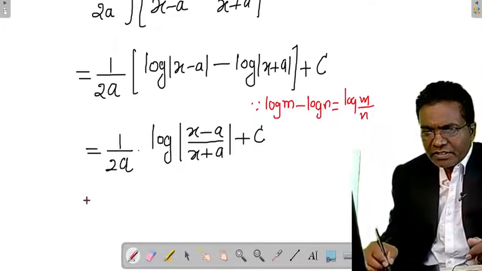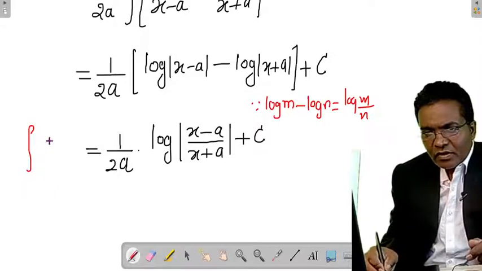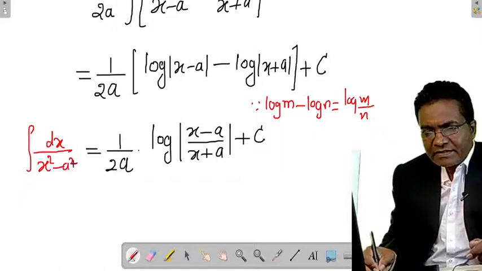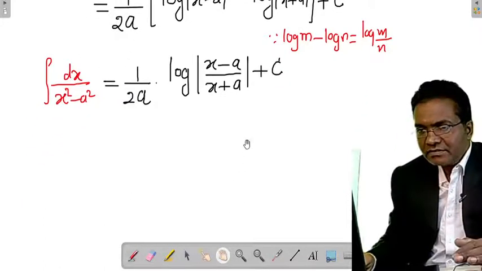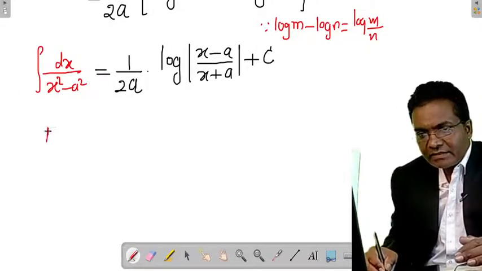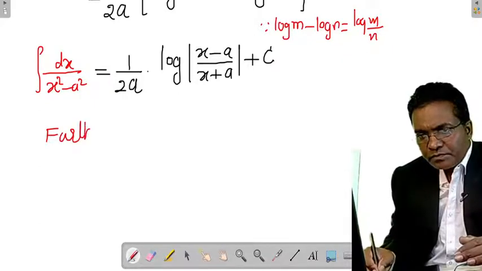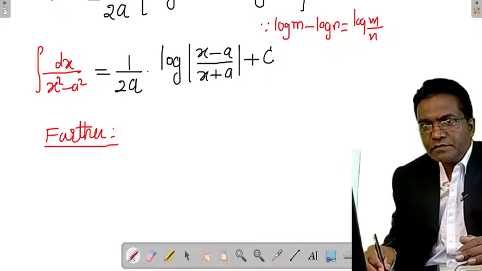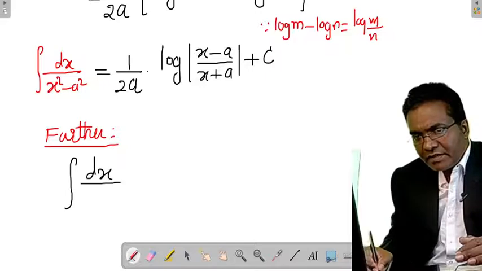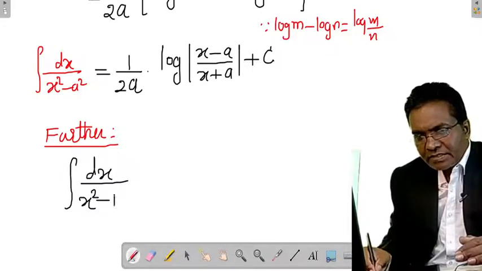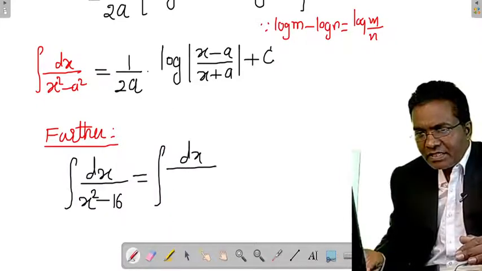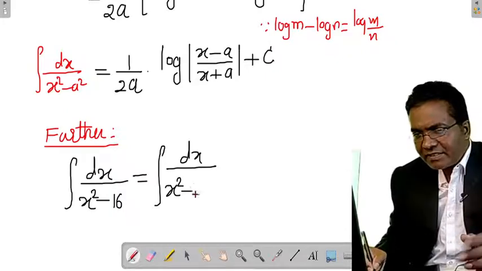So this is your integration of dx divided by x square minus a square. Do remember this. After this, you are asked to evaluate one integral. Further, you are asked to evaluate dx divided by x square minus 16. dx divided by x square minus 16 means 4 square.